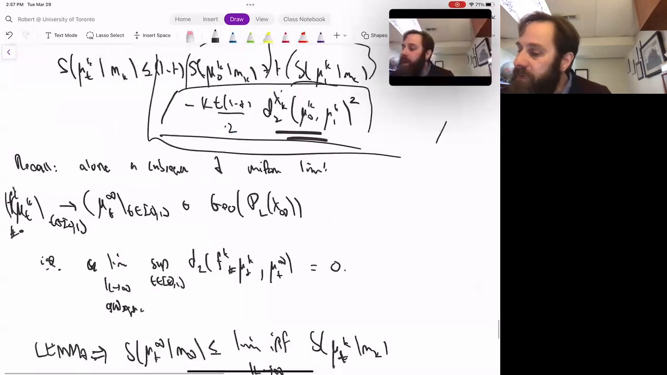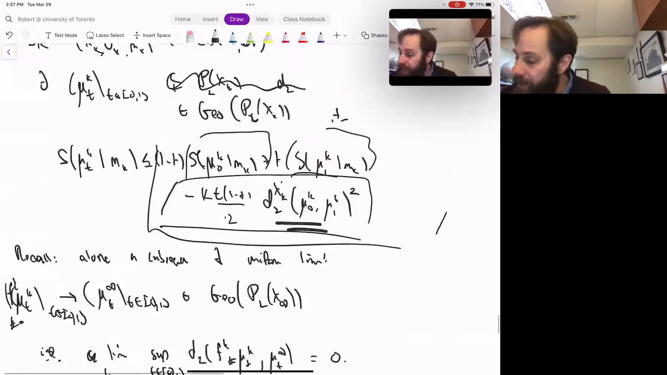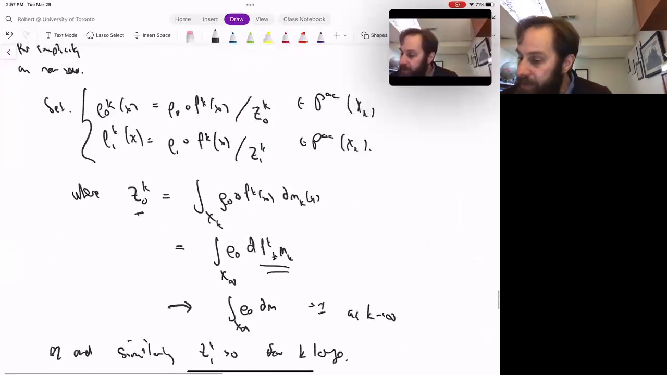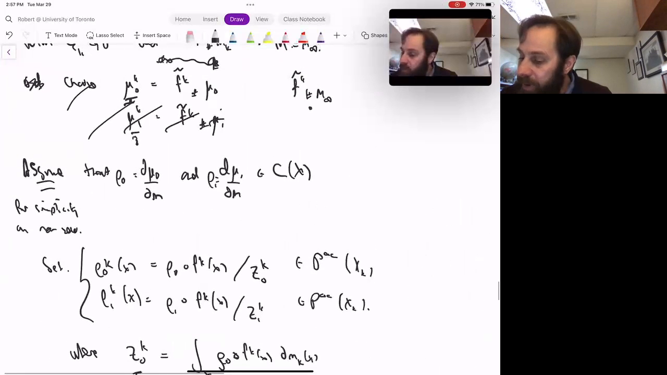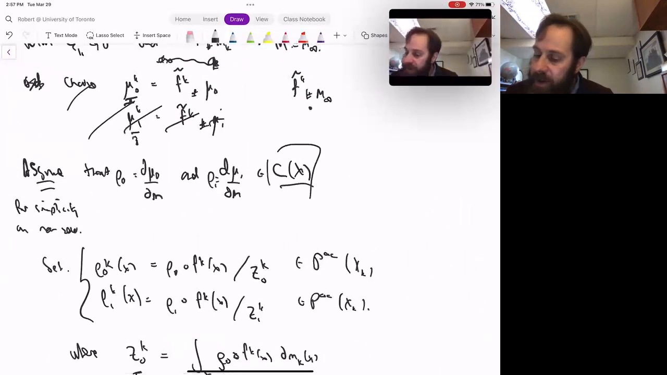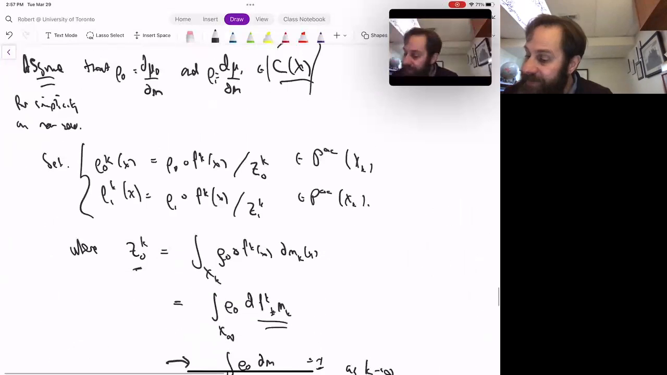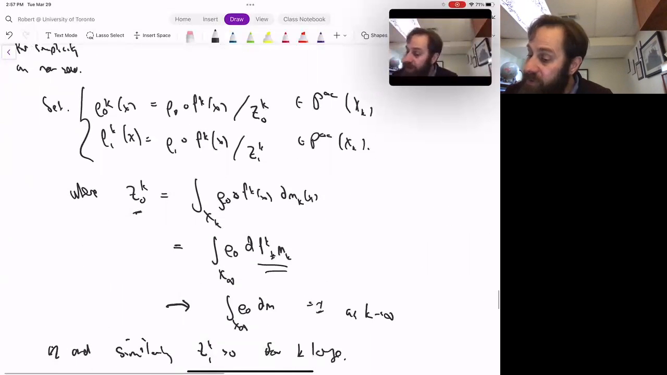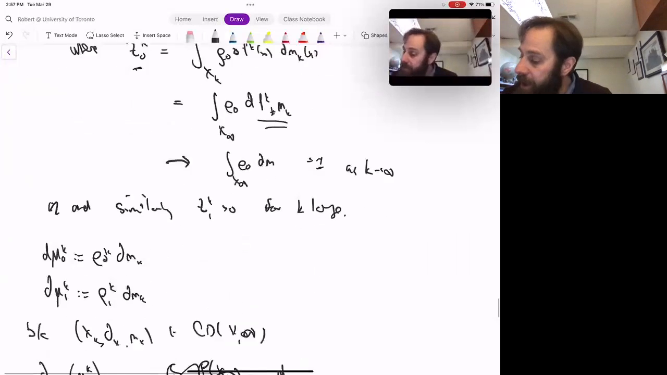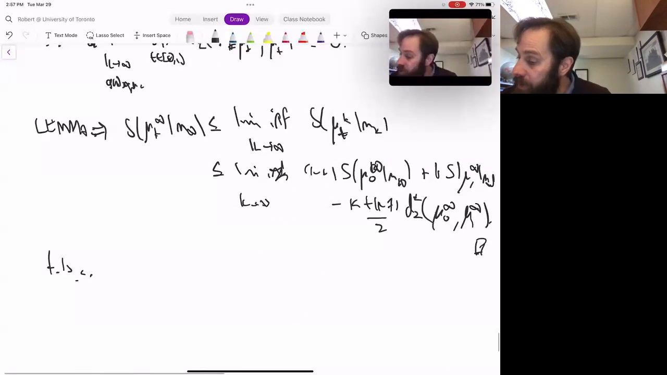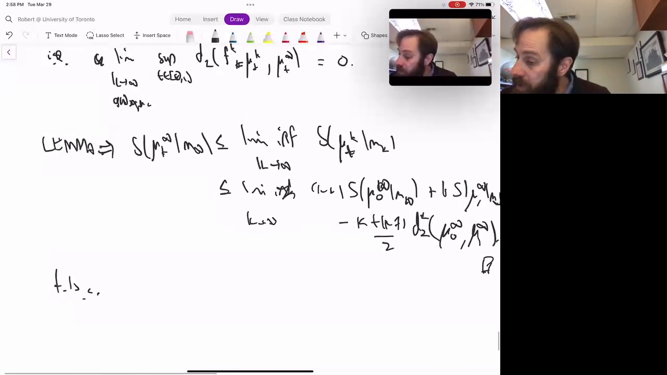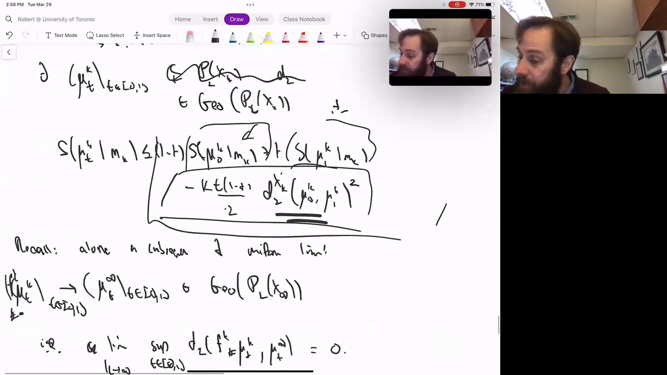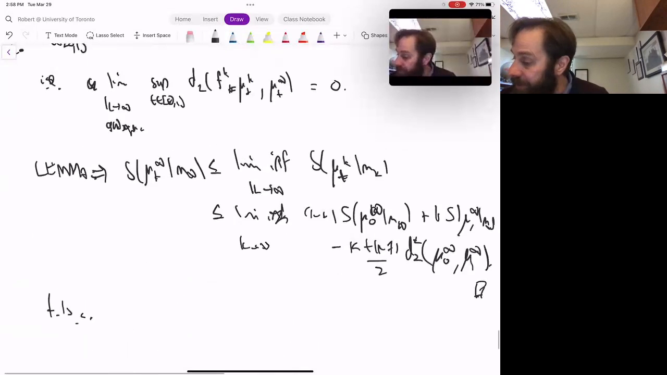But maybe I'll just emphasize here, I was given the mu naught and mu 1, and I was willing to assume that they were continuous and had positive bounded densities. And then I constructed the rho k naught and rho k1, and I tried to construct them nicely enough that I can show that the entropies at those terms, this entropy and this entropy, converge to their limiting values.